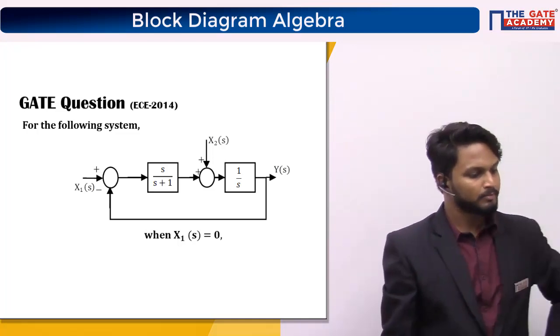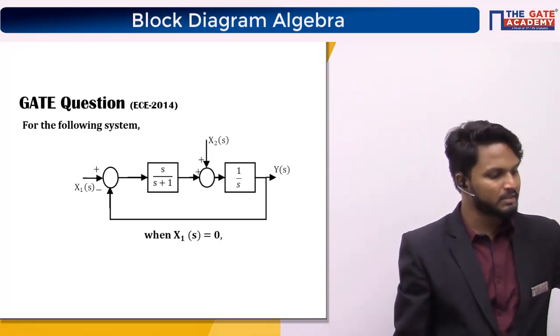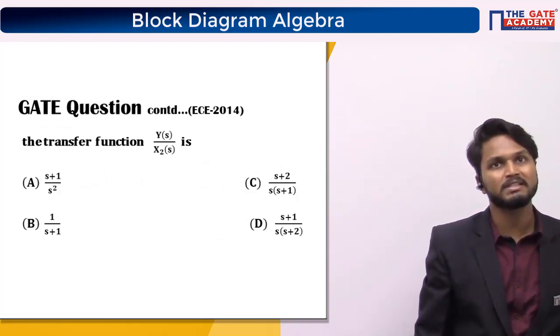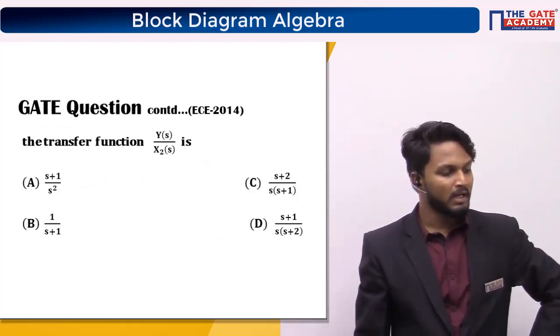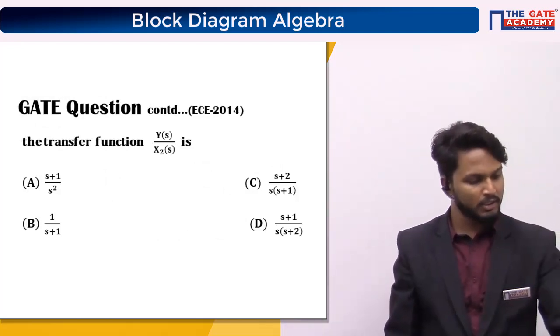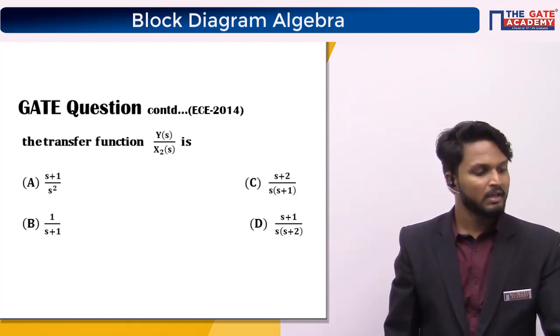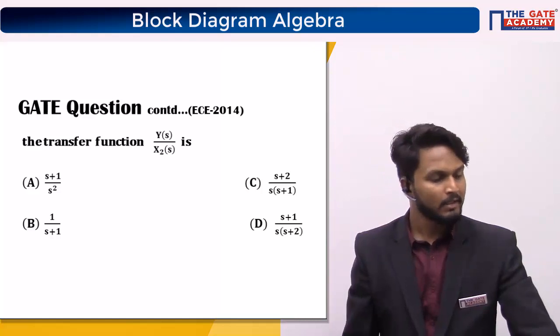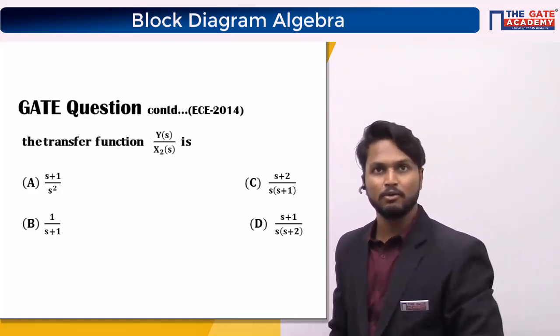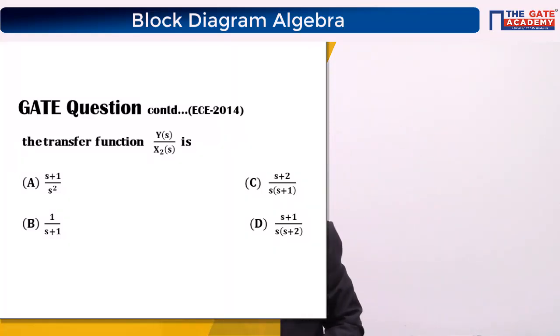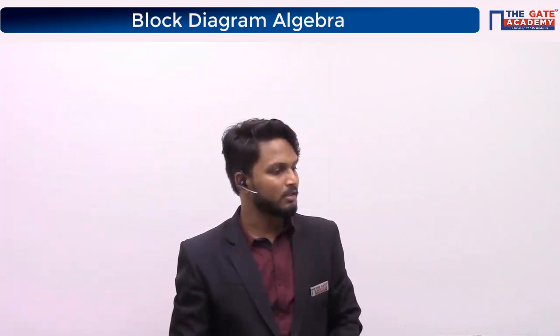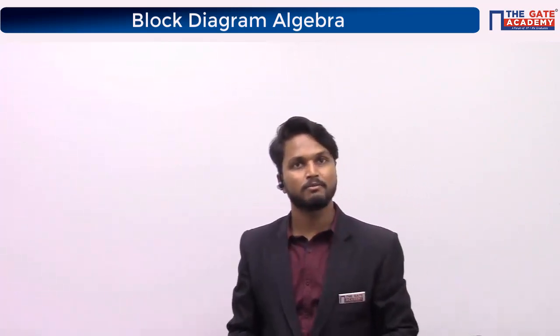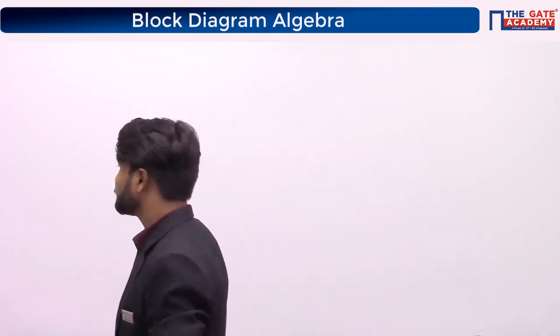The following problem, for the following system: when X1(s) is equal to 0, what you have to find is the transfer function Y(s) upon X2(s). So when X1(s) is 0, you have to find out Y(s) upon X2(s). Please note down the question and find out the transfer function Y(s) upon X2(s) when X1(s) is 0.